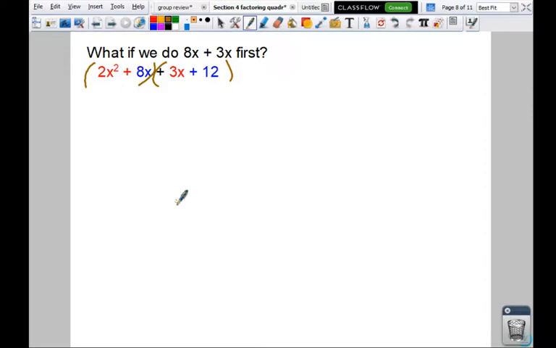And then I have to see what can I factor out of each thing. So what can I take out of 2x squared and 8x? 2x, right? How about a 3x and a 12? 3.